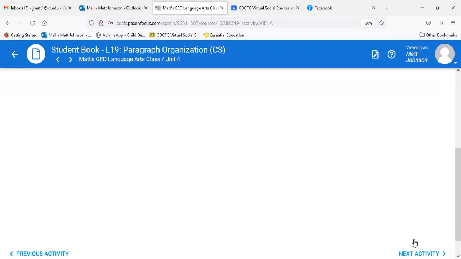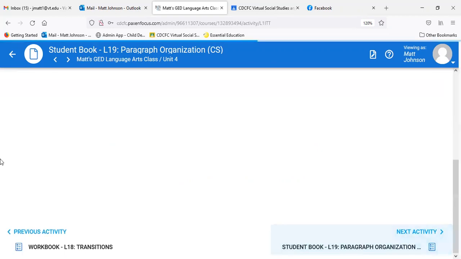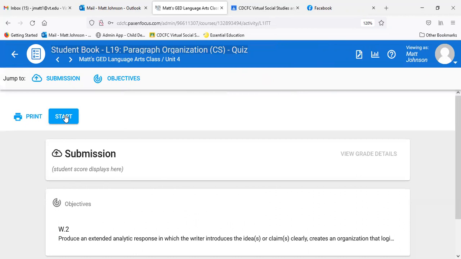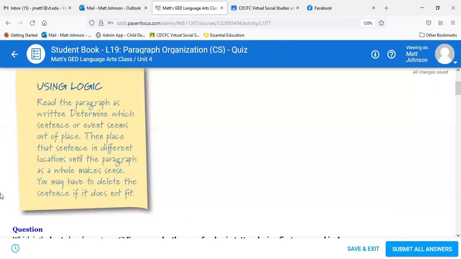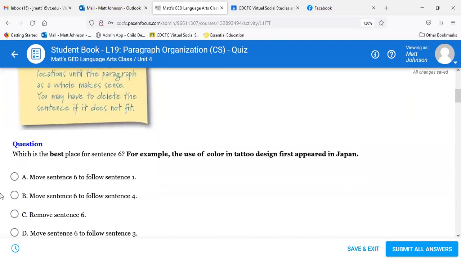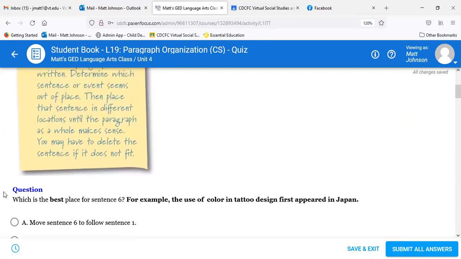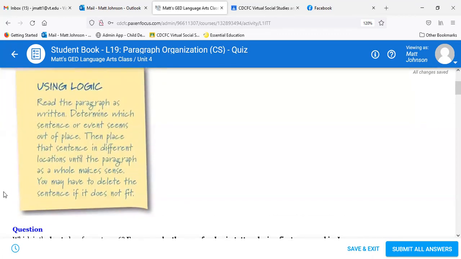All right, so let's go ahead and open up the quiz here, and we'll get some practice with organizing and making sure that sentences fall in the right place. So they have this example at the top. Now they're saying we might need to move some things around. But here, when it says using logic, it says read the paragraph as written, determine which sentence or event seems out of place. Then place that sentence in different locations until the paragraph as a whole makes sense. You may have to delete the sentence if it does not fit.